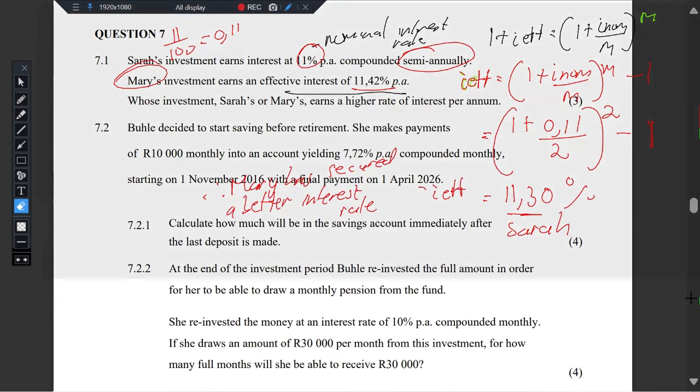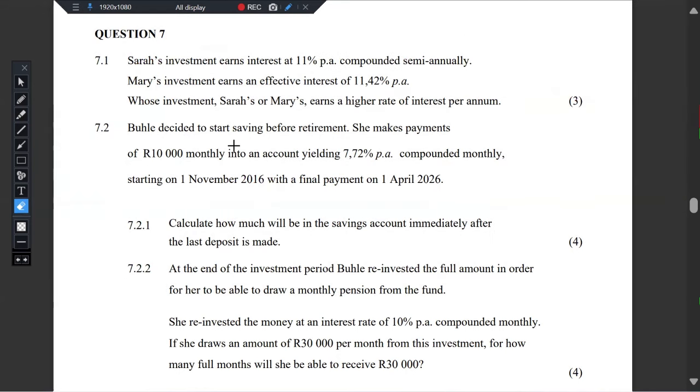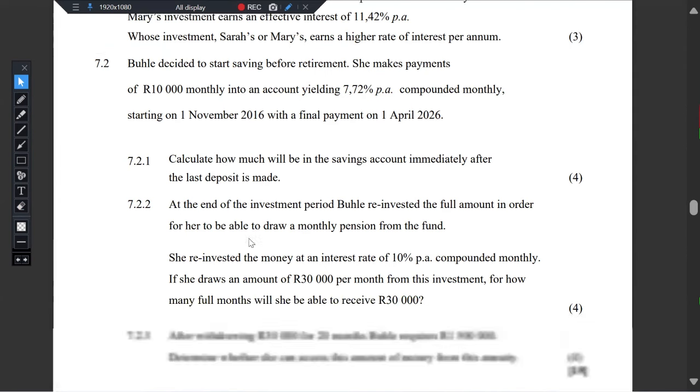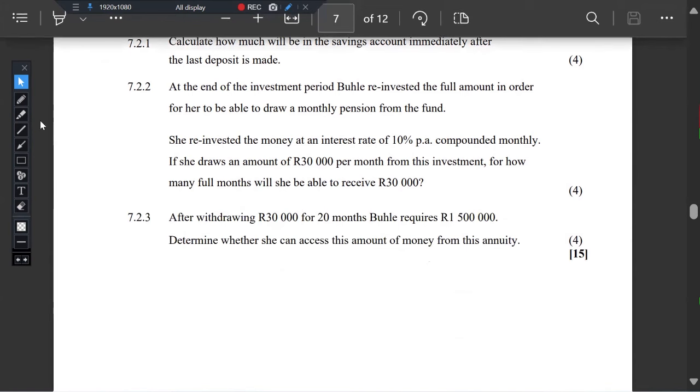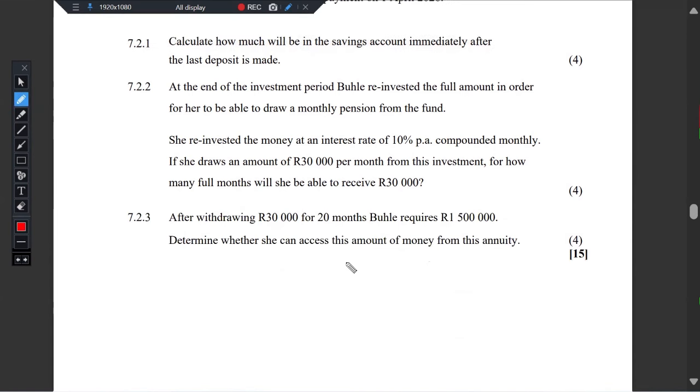Now, 7.2 says Buhle decided to start saving before retirement. She makes payments of 10,000 monthly into an account yielding 7.72% per annum compounded monthly, starting on 1 November 2016, with a final payment on 1 April 2026, right? So if you have checked out my video before, I did expand on this question. I will also drop a link on how I went about this question and break it down fully there. But just here, let's calculate.